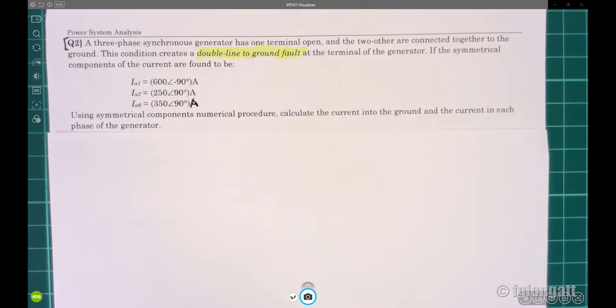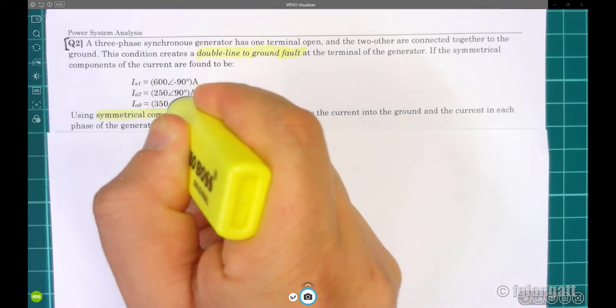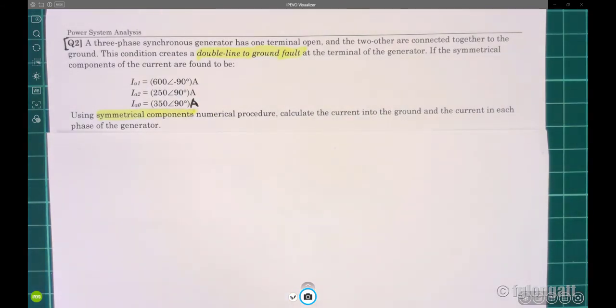What we want to do is use symmetrical components. I told you this is the most important tool, symmetrical components, from the famous 1918 paper of Fortescue. We want to use this very important mathematical tool in order to calculate the current into the ground and the current in each phase of the generator.